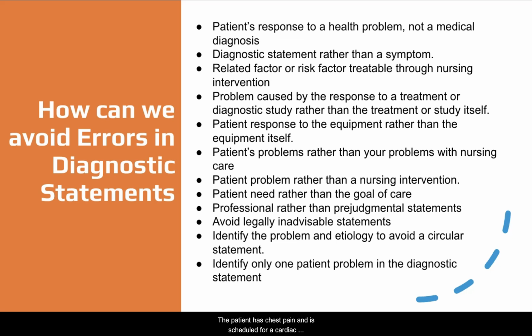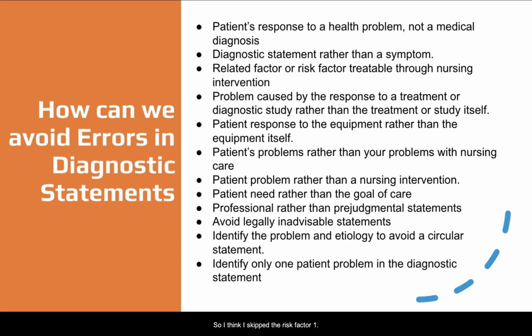For example, let's look at it. The patient has chest pain and is scheduled for a cardiac catheterization. Possibly has a nursing diagnosis of anxiety related to the lack of knowledge about cardiac testing, as evidenced by the inability to describe cardiac catheterization after repeated questioning. That's the correct way to put it. Now, an incorrect diagnosis would be anxiety related to cardiac catheterization. Right? So now you're focusing on cardiac catheterization, not the anxiety that the patient is having in response to it.